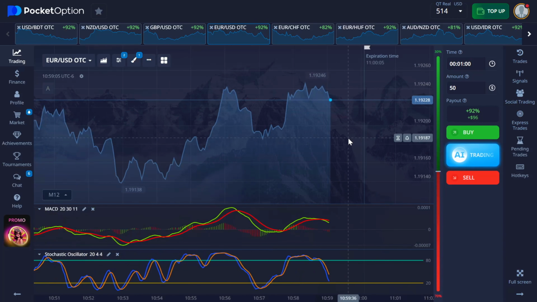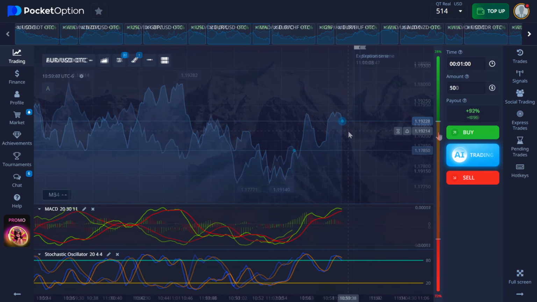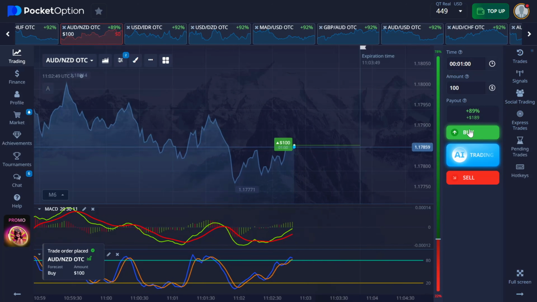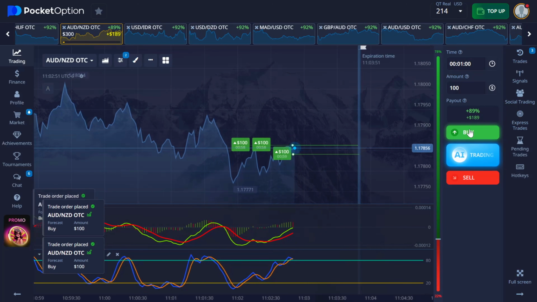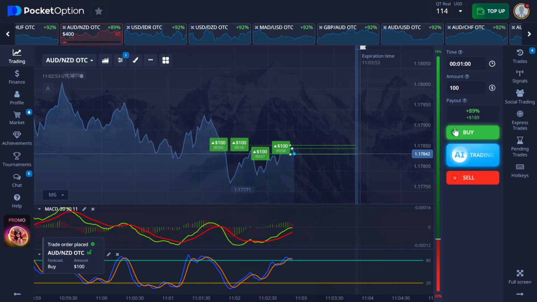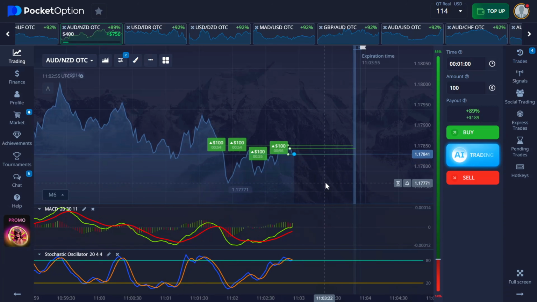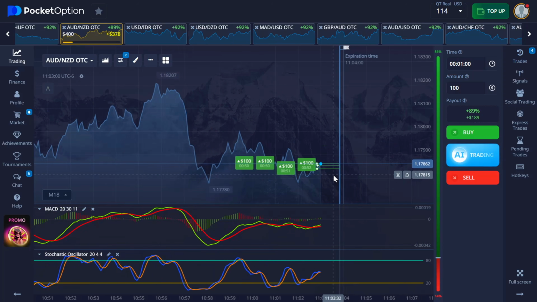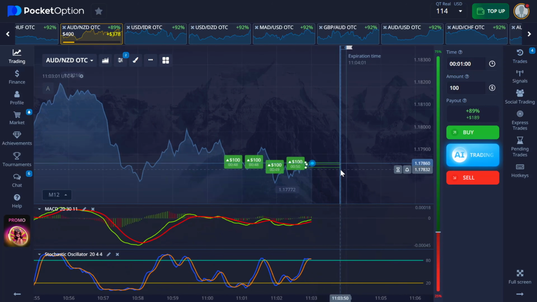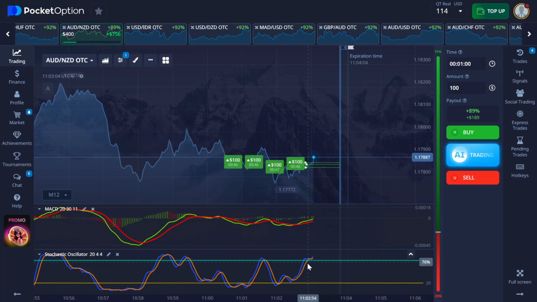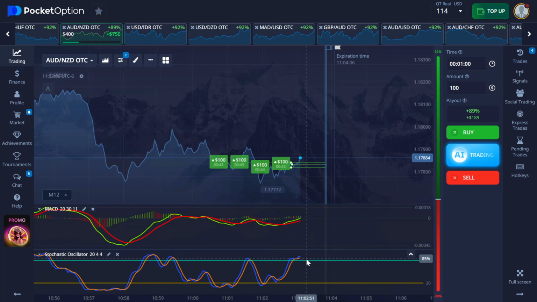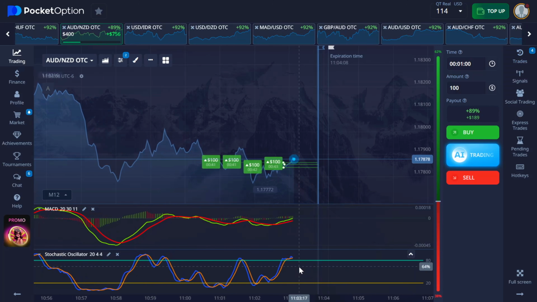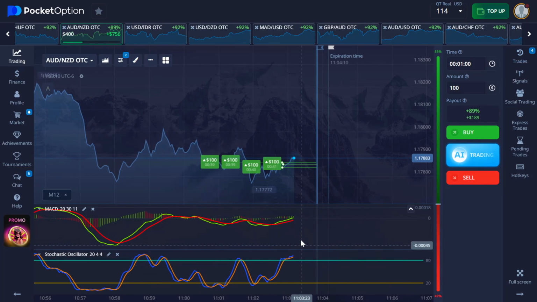Let me find some more opportunities and explain to you guys. I'm taking one more right here. Now I'm on the 6-minute time frame, guys. Let me zoom in some more right here. If you pay attention closely, you could see that on the 12-minute time frame, we have just crossed the higher level of the stochastic oscillator.